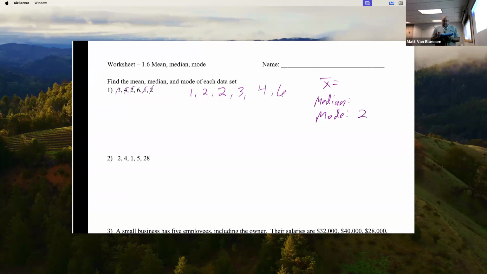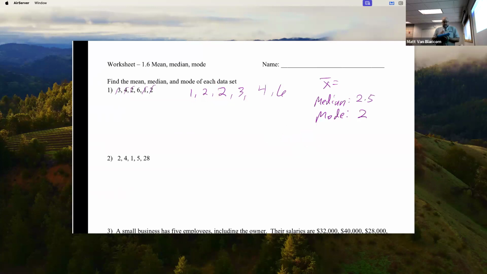The median, well, let's see here. How many data points do I have? 1, 2, 3, 4, 5, 6. All right, 6 divided by 2 is equal to 3. That's going to be the third and the fourth, their average. So I'll say, okay, 2 plus 3 divided by 2. And from that, I'm going to get 5 divided by 2. That gives me 2.5.